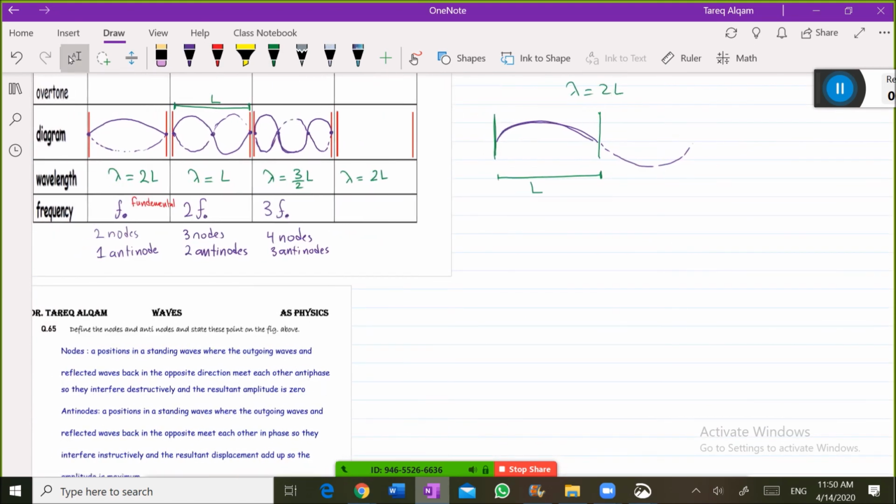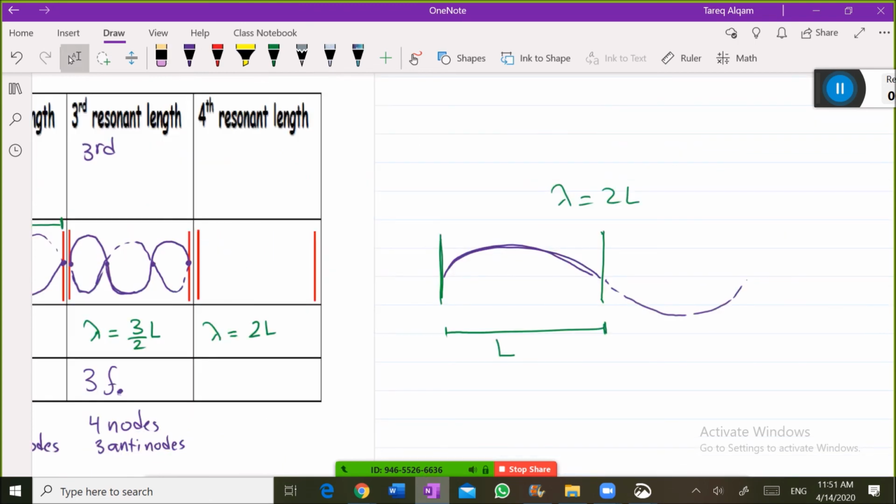So here we have a pattern we can follow. Lambda equals 2L. Let me write it here. Crest and trough, right? Look at this. This is what we observed, only one crest. If I want to complete the wave, this is the complete wave. This is a complete what? Wave. So wavelength equals 2L.